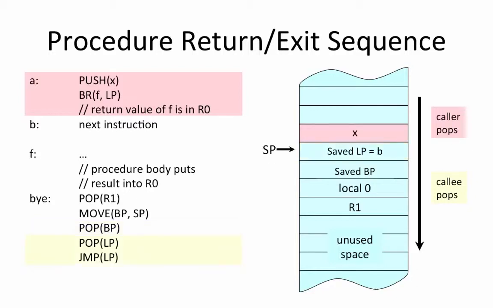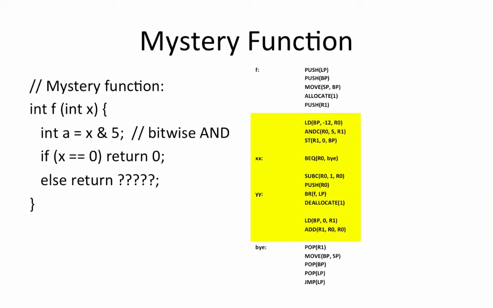Finally, we restore the LP register and jump to the location of the restored LP register. This is the return address. So by jumping to LP, we return from our procedure call and are now ready to execute the next instruction at label B. Now let's get back to our original procedure and its translation to beta assembly.